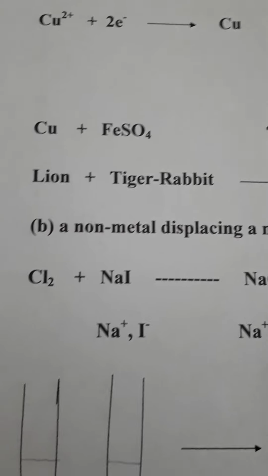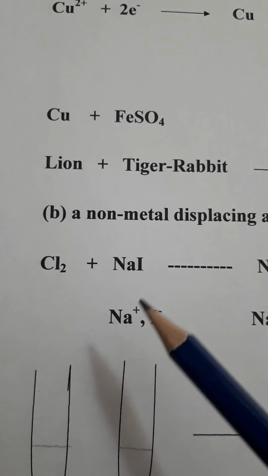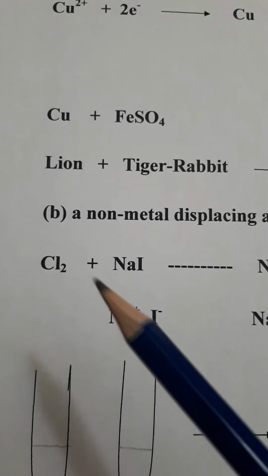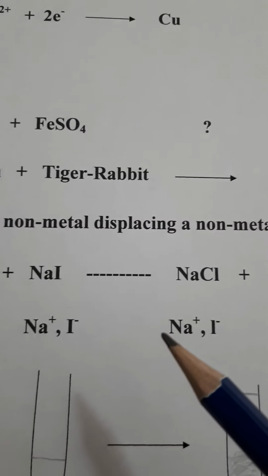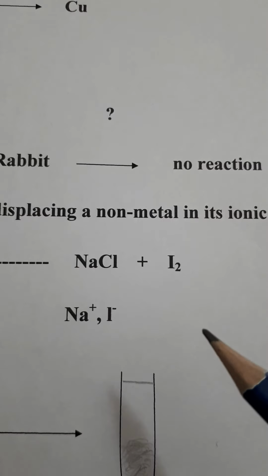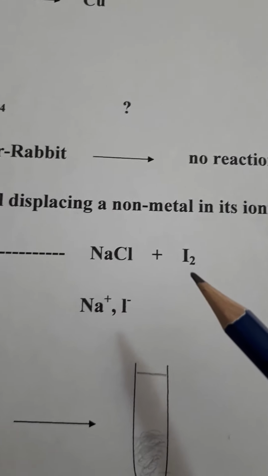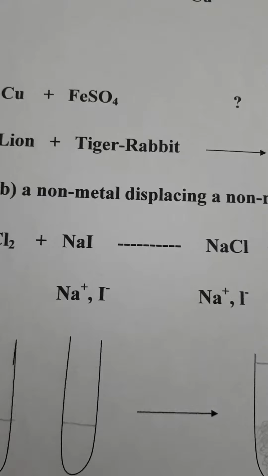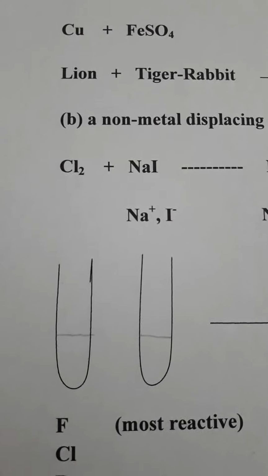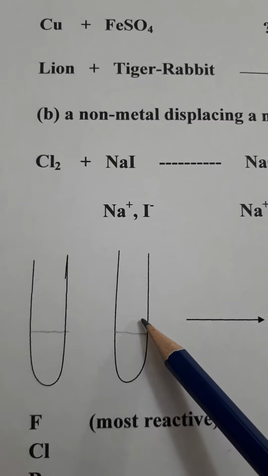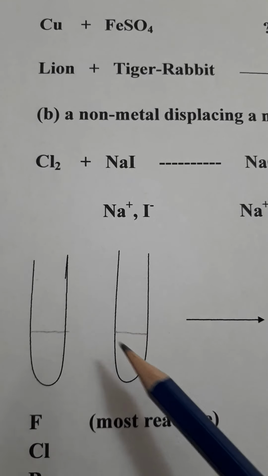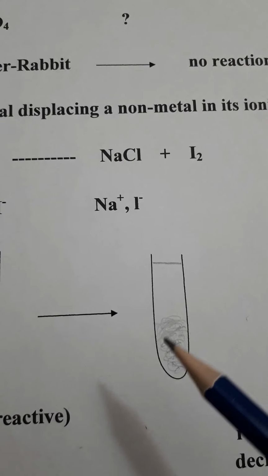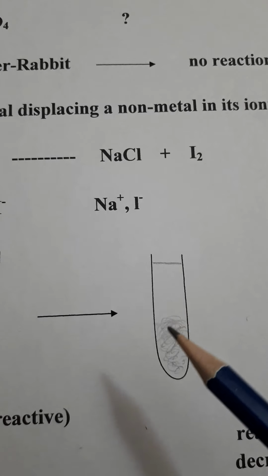So last time we saw that sodium iodide solution is actually sodium ion and iodide ion. So this chlorine will react with the iodide ion and become I2. So this is my chlorine solution. This is my sodium iodide solution. Both are colorless. So when you mix these two, iodine will be formed. You will see a dark purple color solid forming in that.